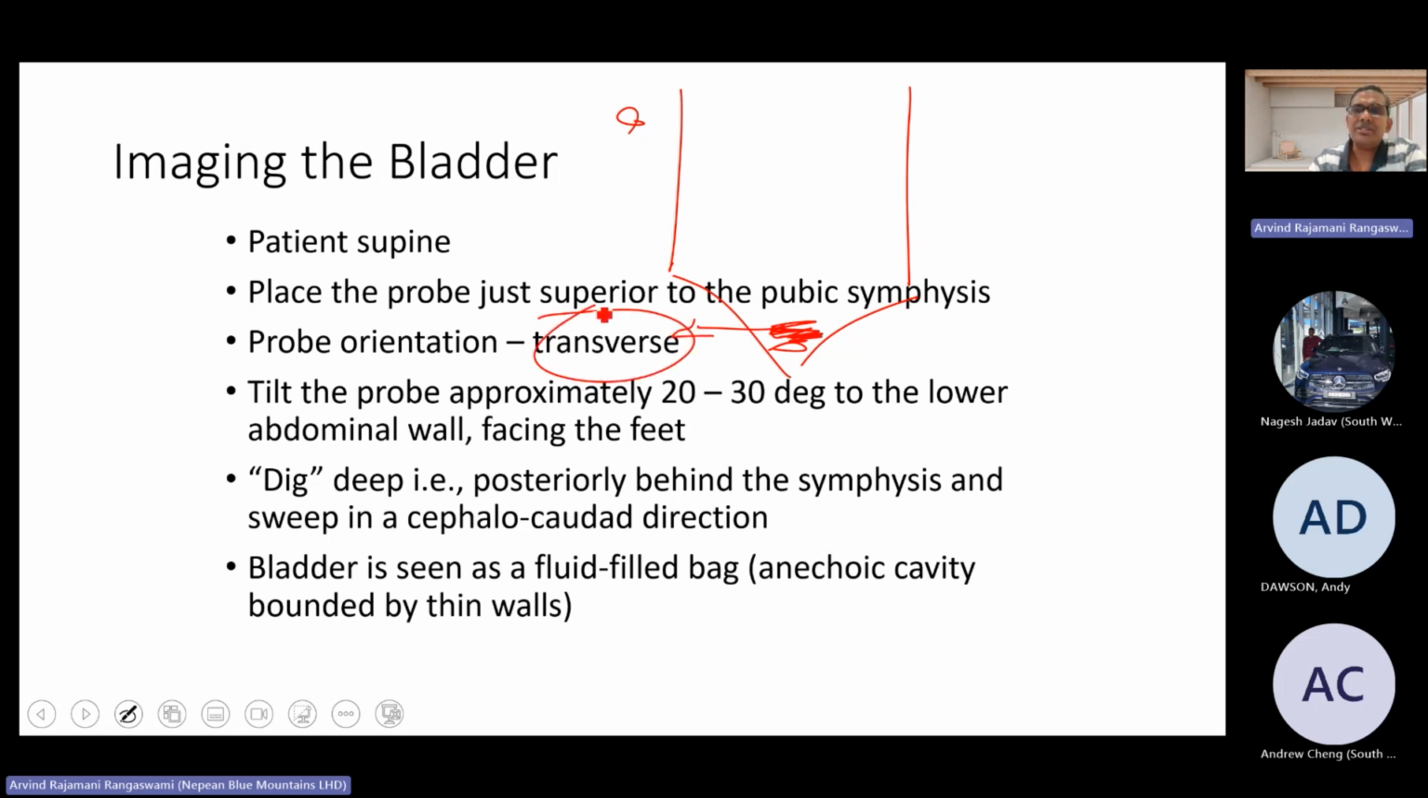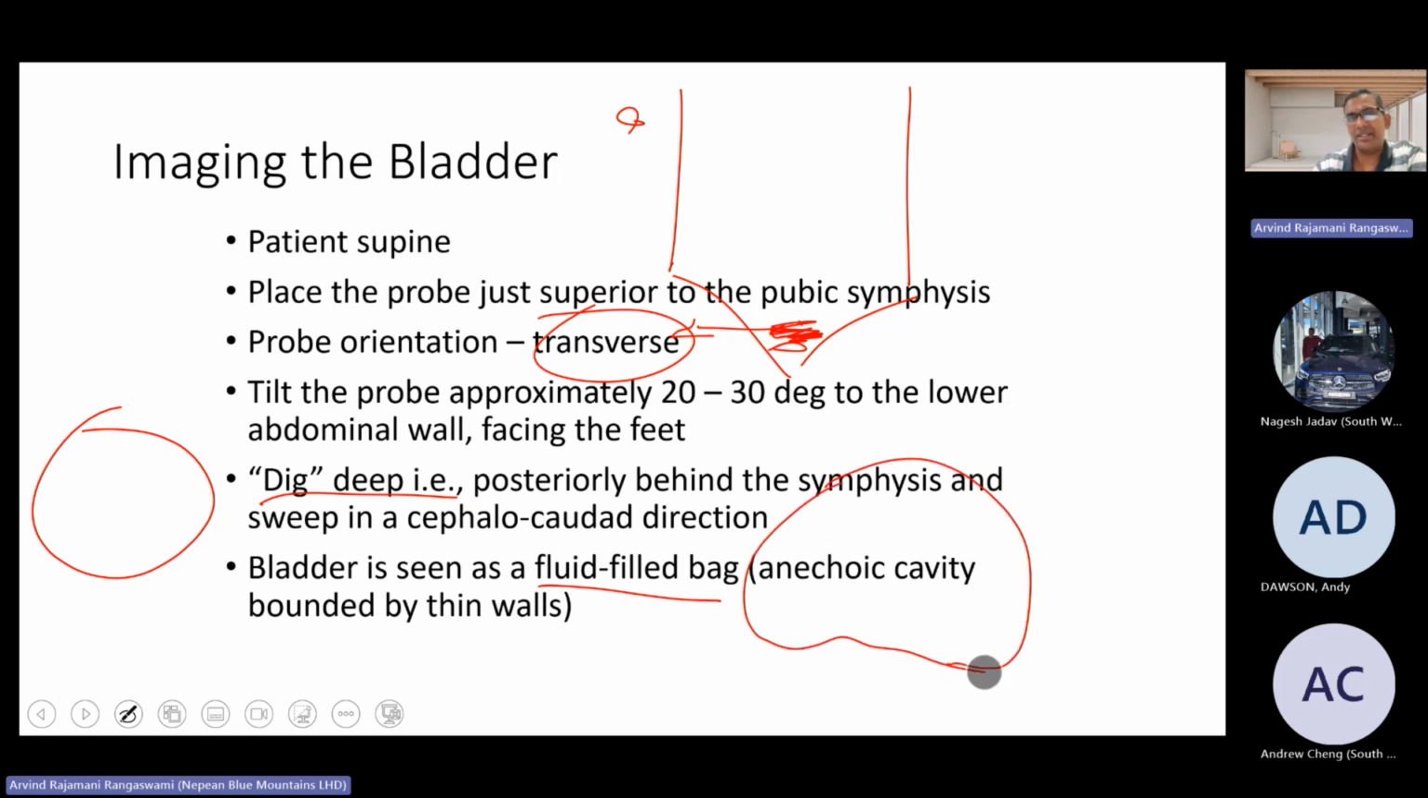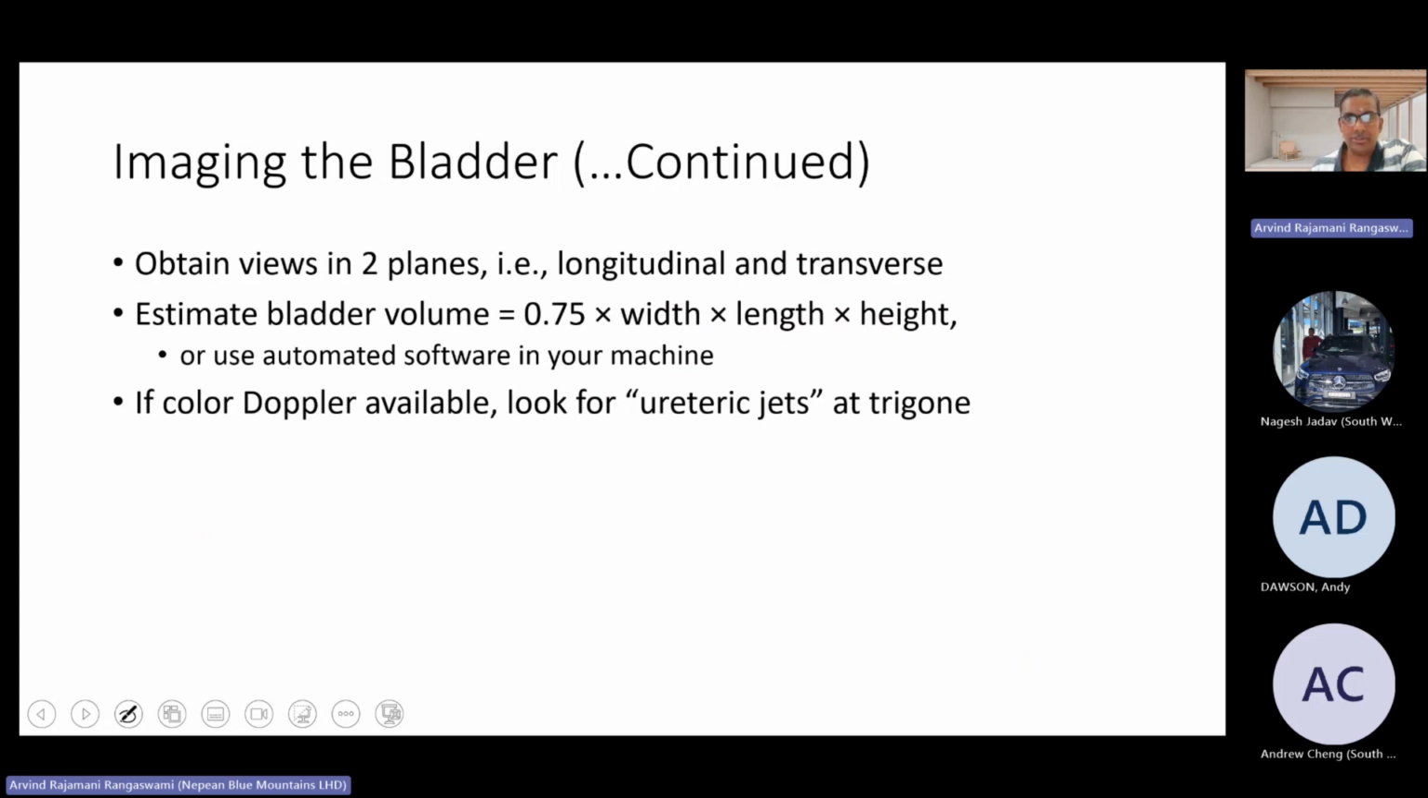And then you start tilting the probe superiorly to inferiorly. You start fanning the probe. You might actually have to dig deep, a bit behind the symphysis pubis, sweeping in a cephalocaudad direction, and you're looking for a fluid-filled circle or a bag that's collapsed like this. It's an anechoic cavity bound by thin walls. Once you get that in the transverse plane, you can also rotate it and get it in the longitudinal plane.